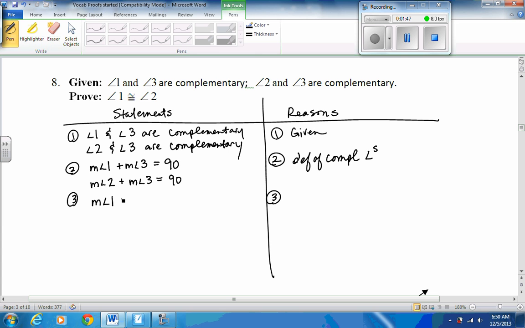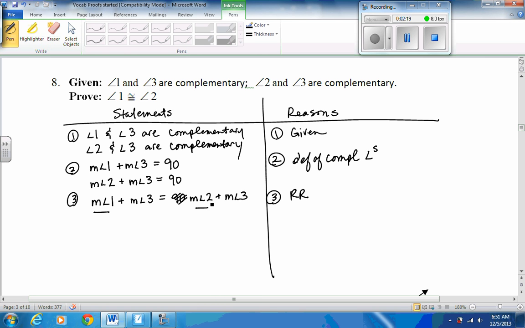If I say the measure of angle 1 plus the measure of angle 3 equals 90 degrees, but replace something. I can't replace the 1. You could replace the 3, but it'd take a little work. If we replace the 90, so if you want to just erase that and replace it with, well, what else equals 90? The measure of angle 2 plus the measure of angle 3. Replacement rule. So now we have a relationship with 1 and 2, which is what we're trying to prove.